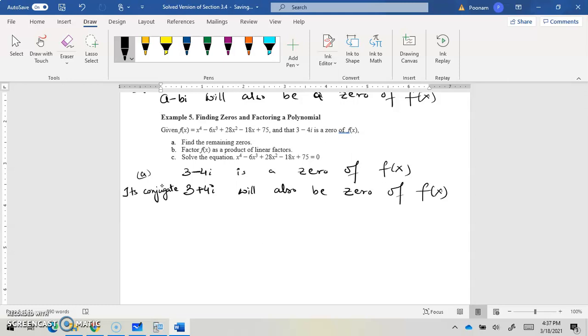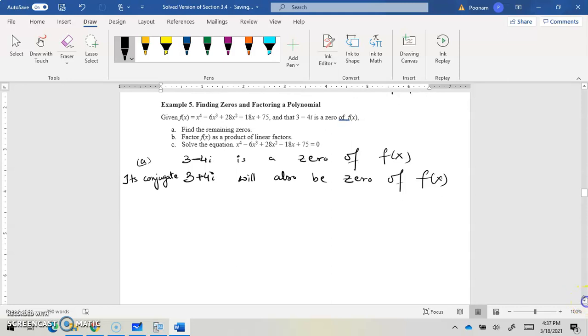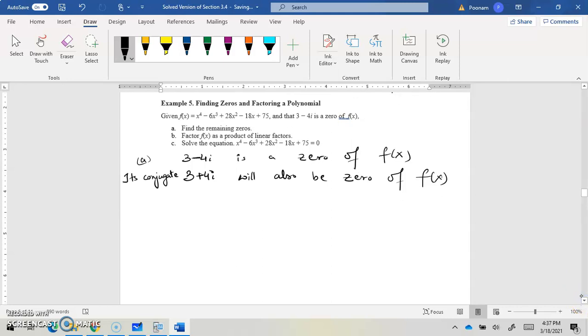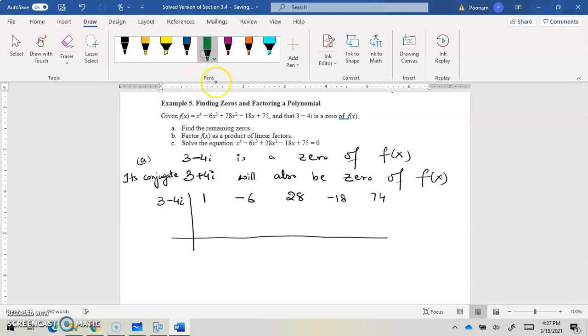Now we already have two zeros. The degree of the polynomial function is 4, so there will be a total of 4 zeros. If 3 minus 4 iota is a zero, how can we find all the other remaining zeros? We already have 2, so we have to find 2 more. Let's reduce the polynomial. Let's write the polynomial and divide it by the factor coming from 3 minus 4 iota. So I'm going to write 3 minus 4 iota here and do the synthetic division.